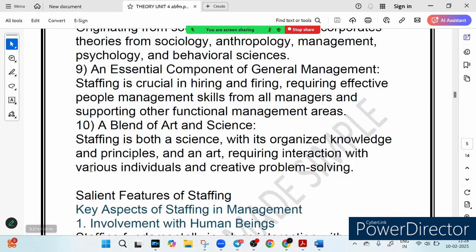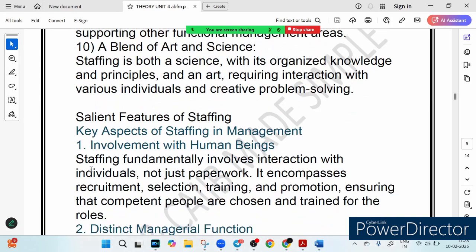Then we have a blend of art and science. So what is the meaning of blend of art and science? It clearly means that staffing is both a science with organized principles and an art that involves creativity and handling people with empathy. Think of it like cooking. There is a science behind the recipe, but the art is in adding the right flavor at the right time. Staffing is just like that in business. So cooking has a science behind the recipe, right? But the art is adding the right flavor, the right quantity at the right time. So staffing is just like that in business.